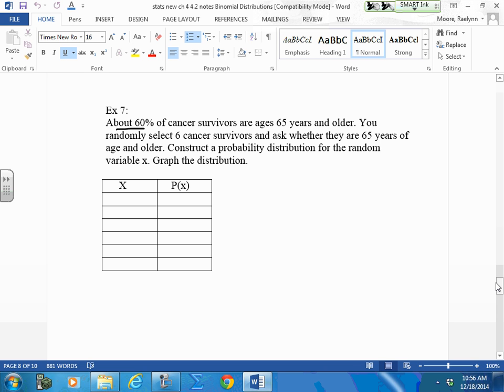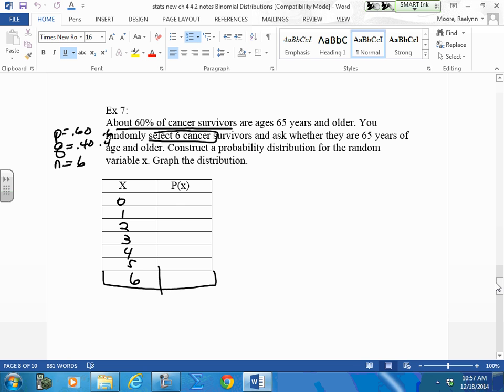Here's a survey. About 60% of cancer survivors are ages 65 and older. Good. 0.60 is the P. The Q is 0.40, and you can just say 0.6 or 0.4. And then we're going to select 6 cancer survivors and just ask them, are you 65 years or older? So they can say yes or no. So we're going to do this 6 times.